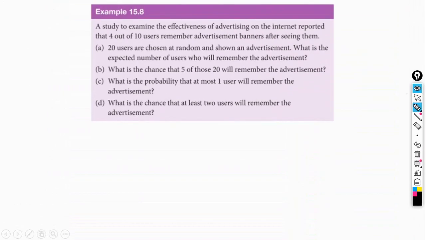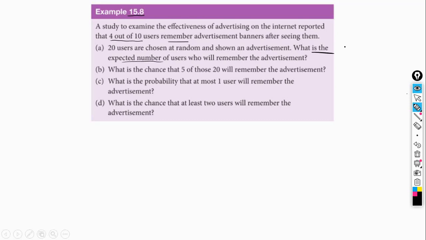So next we have example 15.8. And it says, a study to examine the effectiveness of advertising on the internet reported that 4 out of 10 users remember advertisement banners after seeing them. Part A, 20 users are chosen at random and shown an advertisement. What is the expected number? So what is the expected number of users who will remember the advertisement?